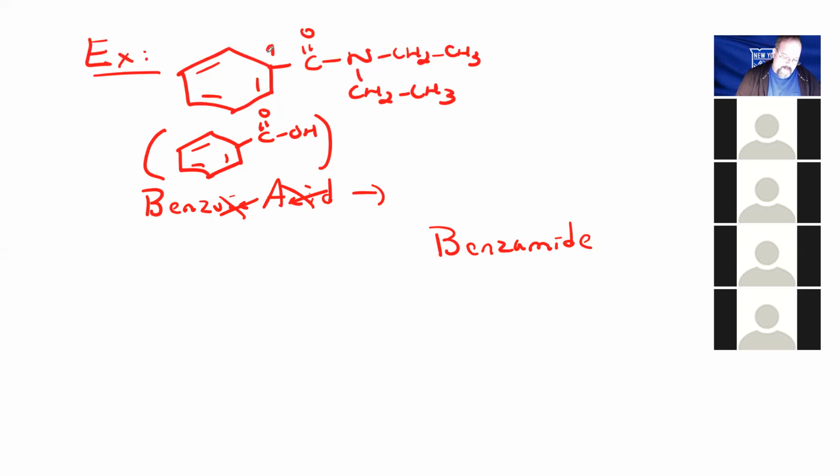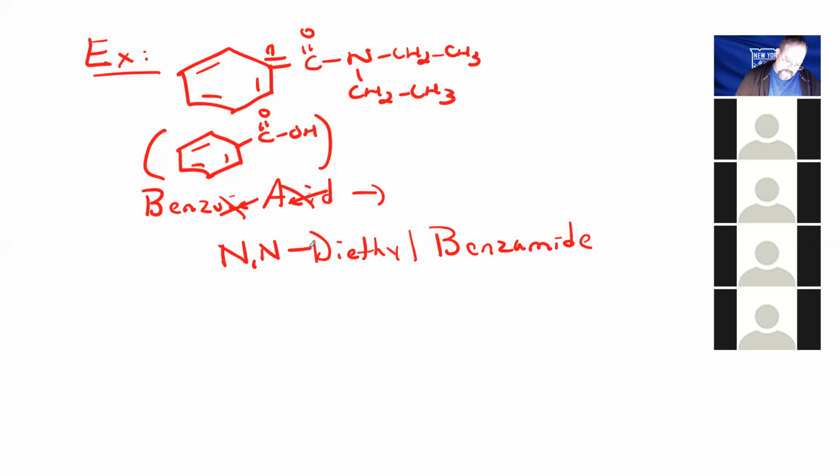Again, carbon number 1 would be the ring carbon that the C double bond O group is attached to. But the carbon groups here are attached to the nitrogen. Both carbon groups are the same, they're both ethyls. So of course that would give us diethyl. And then how do we indicate that both of these ethyl groups are attached to the nitrogen? We would have N,N-diethyl benzamide. So N,N-diethyl benzamide would be the name here.